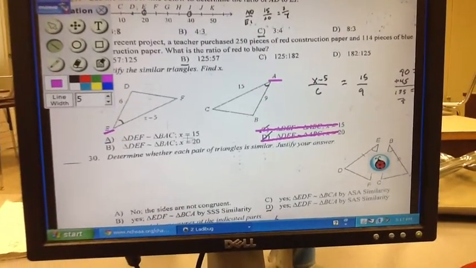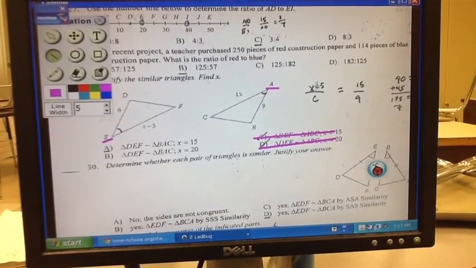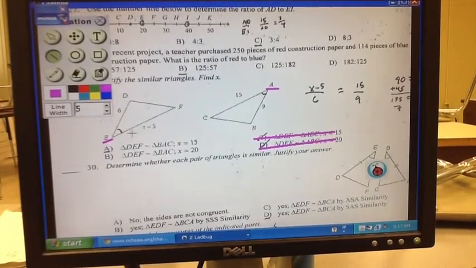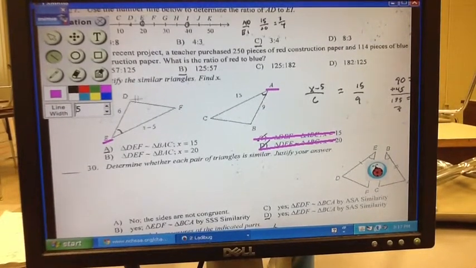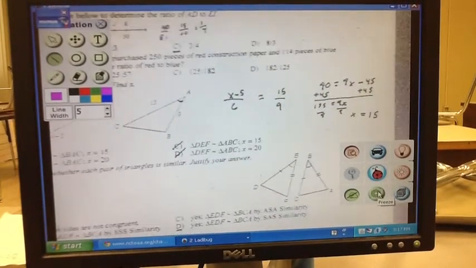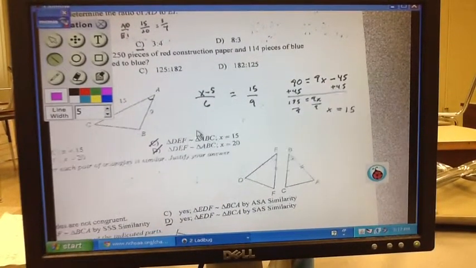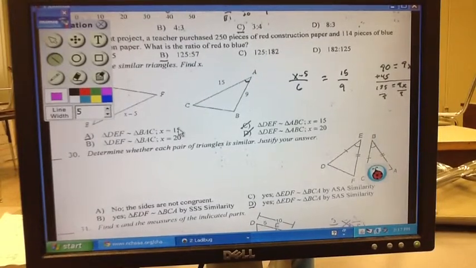After you figure that out, both of these are the same, so there's no reason to look at it anymore. We need to find X. Alright, so we got 6 is to X minus 5. So I put X minus 5 on top, the longest side on top, and then the other side 6 on the bottom. So the longest side here, 15, needs to be on top. X is on the bottom. Go through, solve all that. Ends up X equals 15. Go back, 15 was A.